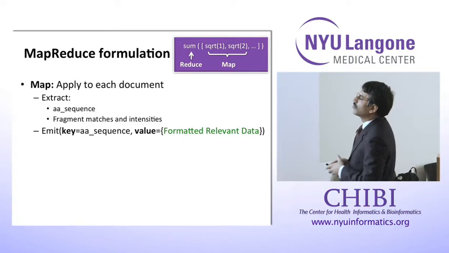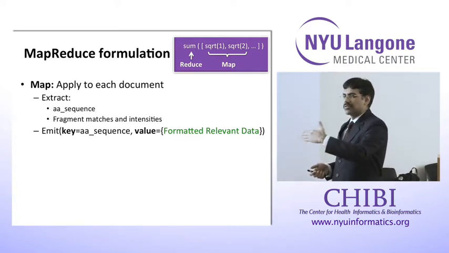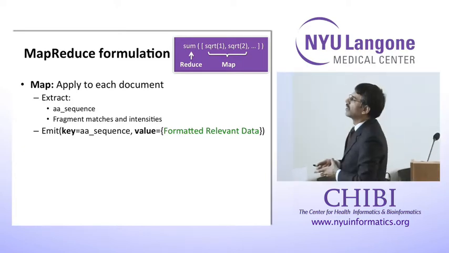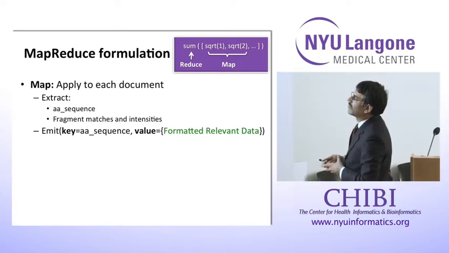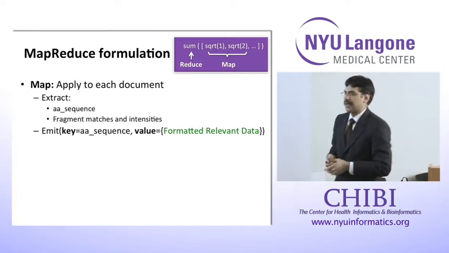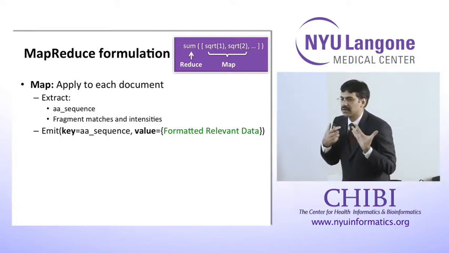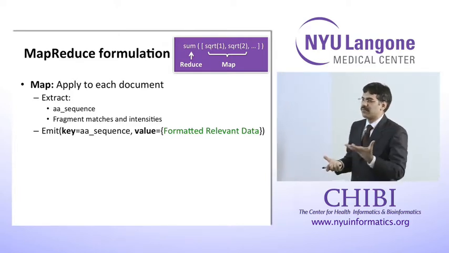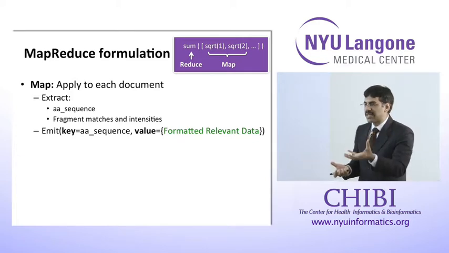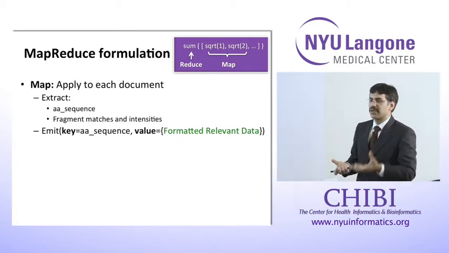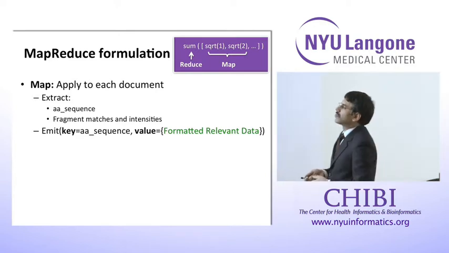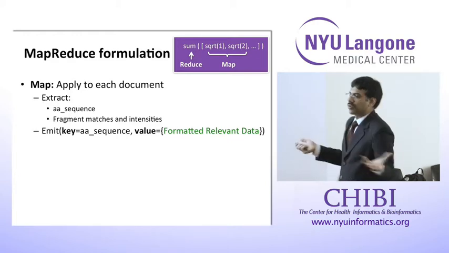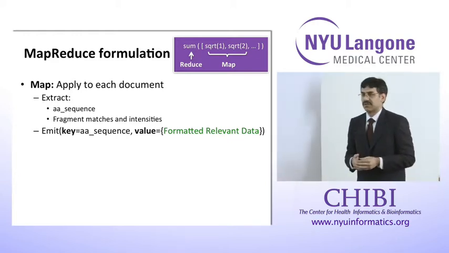Now, the map function will basically scan through all these 500,000 documents, and it will pull out the relevant piece of information from each of those documents. And it will emit a key and a value for each document. The key is the thing that we want to group on. So we want to find the 5 most abundant fragment ions for each peptide sequence. So our sequence is the grouping key. Okay? So that's what we have here. And the value would be, for that particular document, what were the fragment ion matches and their intensities.